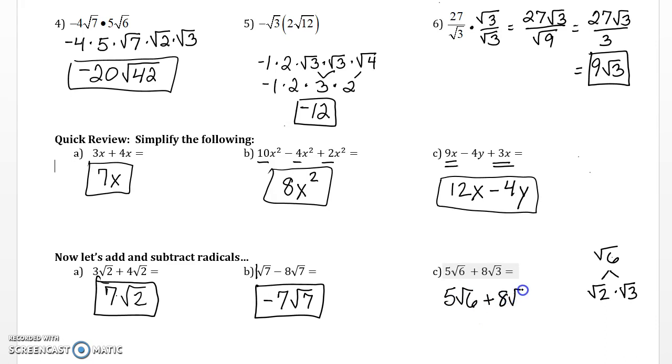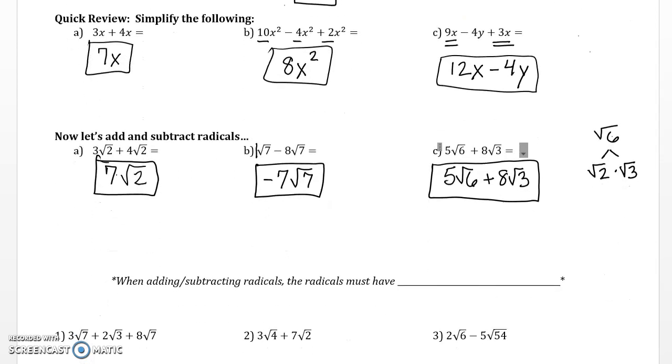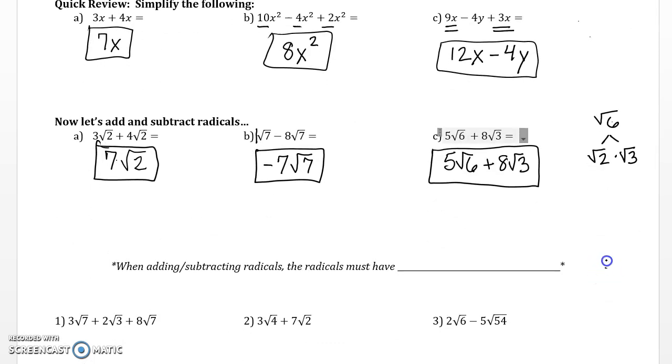Likewise, we have our 8 root 3. They are not like roots, so similar to up above with having x's and y's, we have a root 6 and a root 3, so that is the best we can do in terms of combining those radicals. They are not like roots, so they cannot be considered like terms and put into one term. So our rule says when adding and subtracting radicals, the radicals must have like radicals or like radicands.